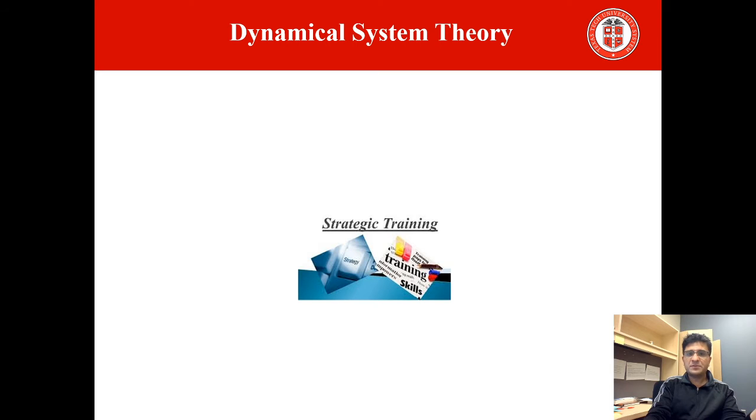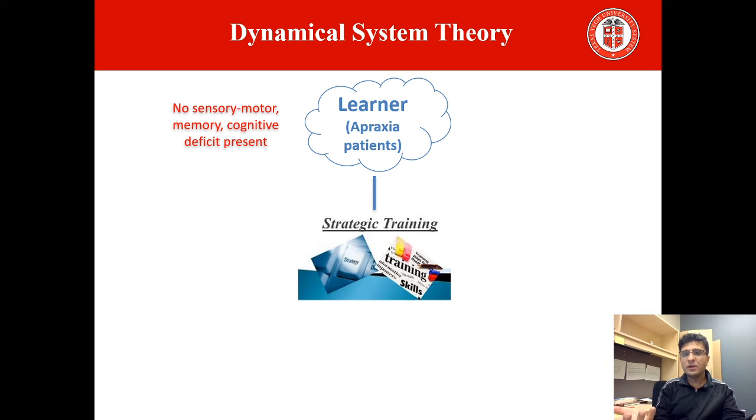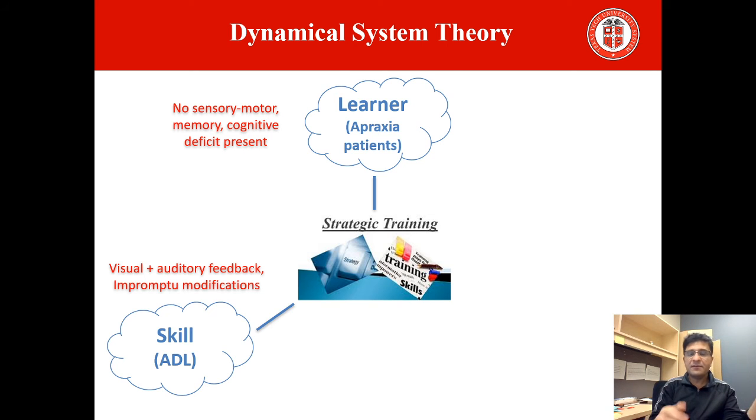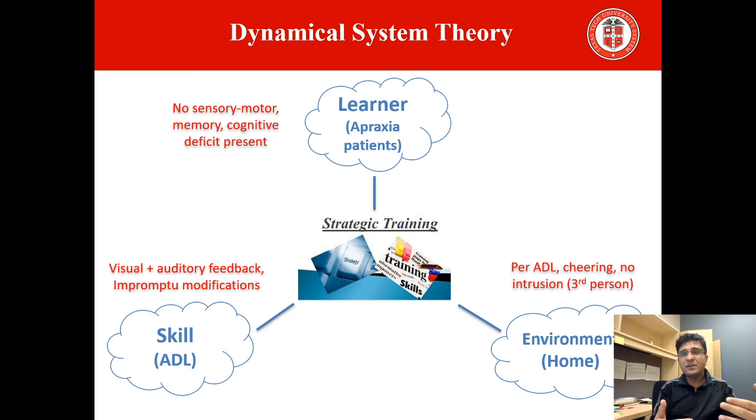If we see this strategy training from a dynamical system theory perspective, let's talk about the learner, which are the apraxia patients. They have no sensory deficit, no motor deficit, no memory deficit, and no cognitive deficit. If we see the skill level of the patients, feedback will be given throughout and after the training in the form of visual and auditory feedback, and there are sometimes extempore modifications made while training the patient. As far as environment is concerned, this will vary depending upon the skill.